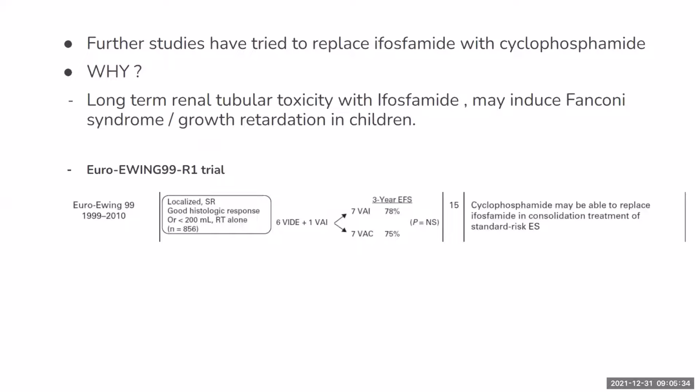So further studies tried: can we replace ifosfamide with cyclophosphamide? Why? Because long-term use of ifosfamide was causing renal toxicities. Here, patients with a good local response were given 6 cycles of VDC-IE initially, followed by 1 cycle of VAI, and then randomized to either continue VAI or change to cyclophosphamide. And they found that the 5-year EFS was almost the same. So we can change ifosfamide and need not continue ifosfamide for all these 14 cycles, that is, 7 cycles of VIE. We can change it to cyclophosphamide. This is what we could make out from this trial.